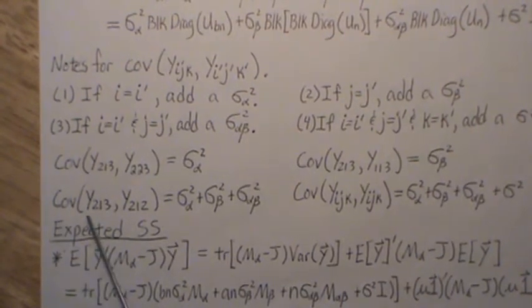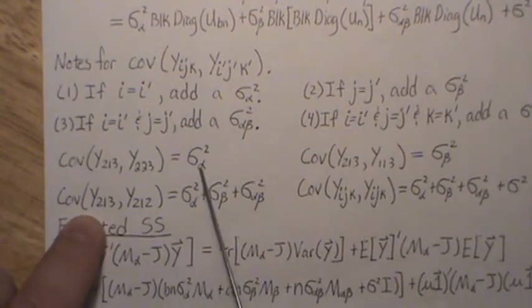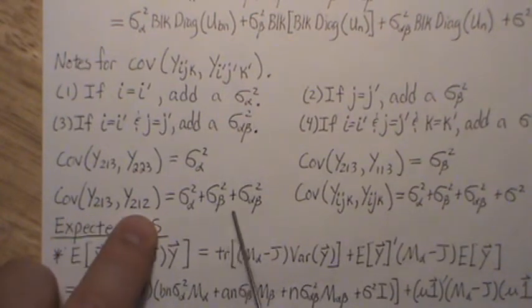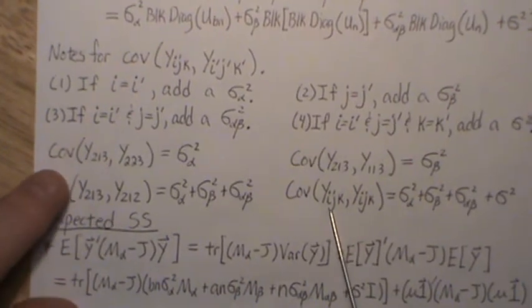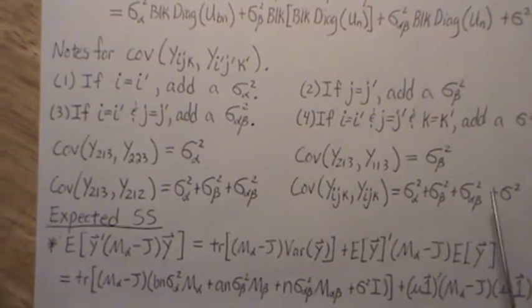The covariance between 213 and 212, since the i components and the j components are equal, we add a sigma alpha squared, a sigma beta squared, and then we have to add in a sigma alpha beta squared. And then of course if the terms are the same, we're looking at the variance, so we add each component.